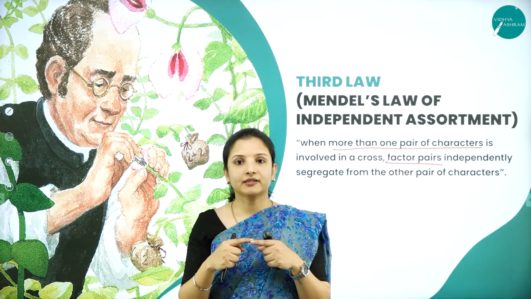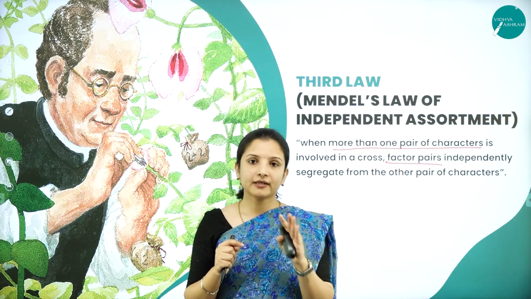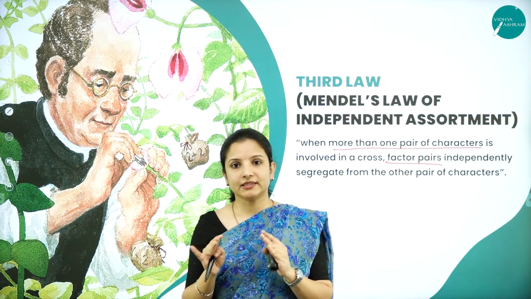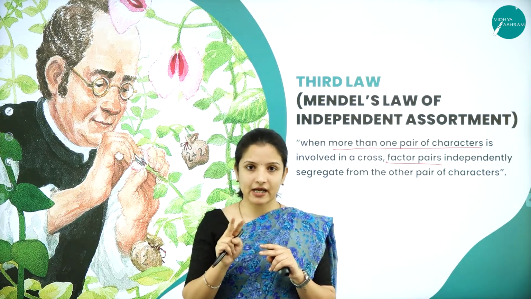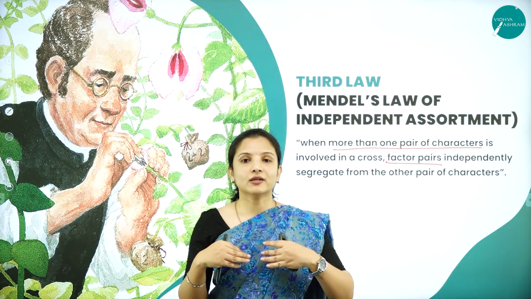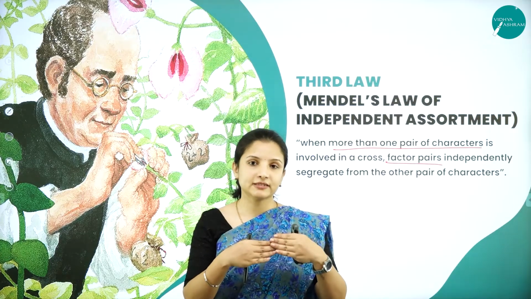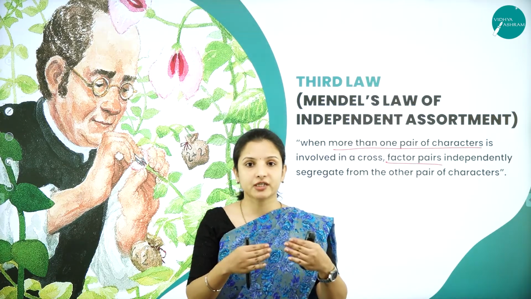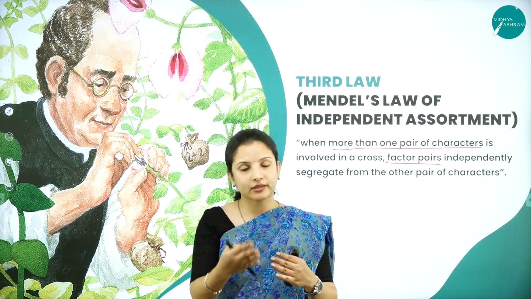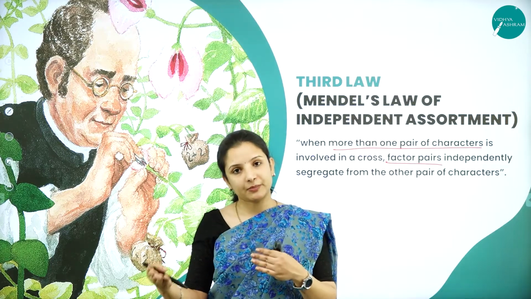So the second character that he chose was the color of the seeds, wherein he chose one plant having green color seeds and the other plant having yellow color seeds. So that is why it is called dihybrid. When a cross was made, all the characters got expressed separately. The alleles responsible for the shape of the seeds got segregated or assorted and expressed separately, and the color of the seeds got expressed separately.